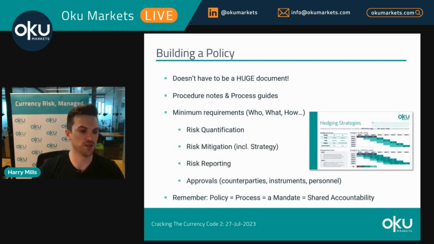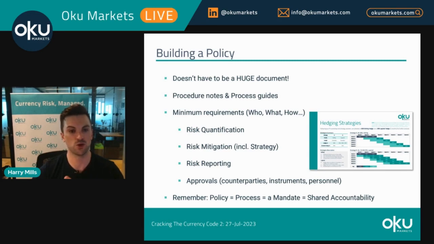So with the policy, it doesn't have to be a huge document, right? I just put up a screenshot there of what looked like a 12-page template. It can be 2 pages, really, depending on the level of sophistication in the business or what you need it to be. As a minimum, we'd suggest 4 things.